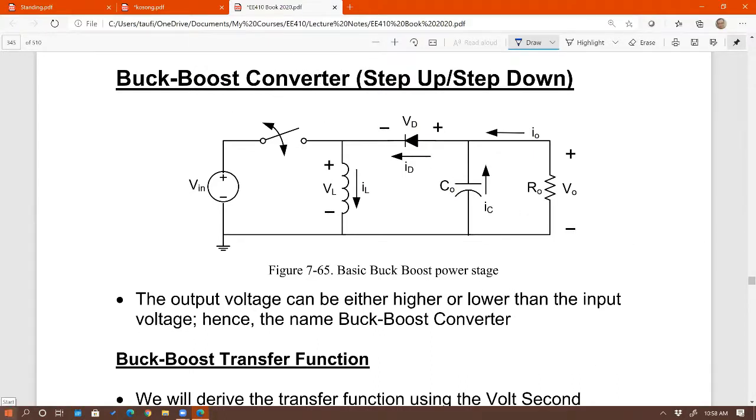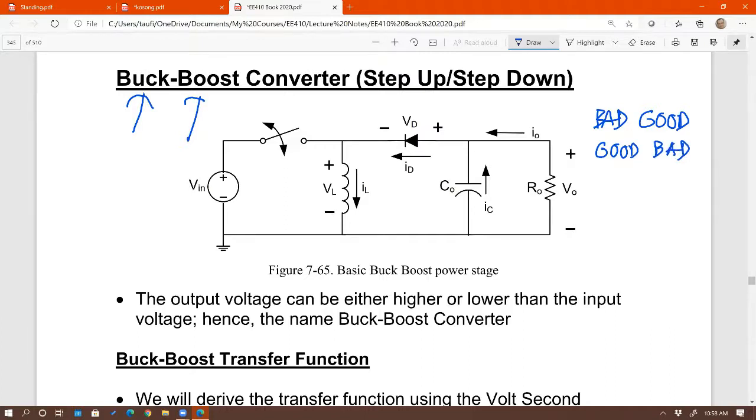But I was going to say that a buck boost is a combination of a buck and a boost, right? That's why it's called buck boost. Now, do you think that's such a good idea? Remember, buck is bad, good. Boost is good, bad, right? So now a buck boost is a combination of buck and boost.